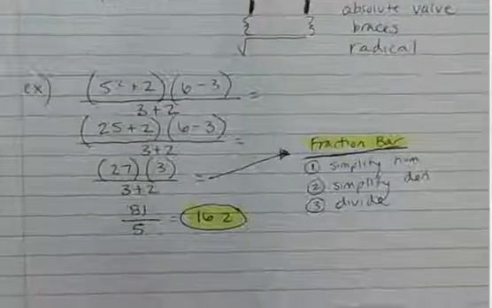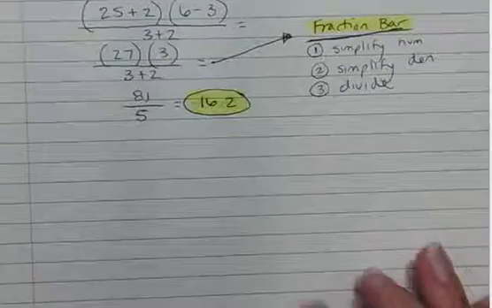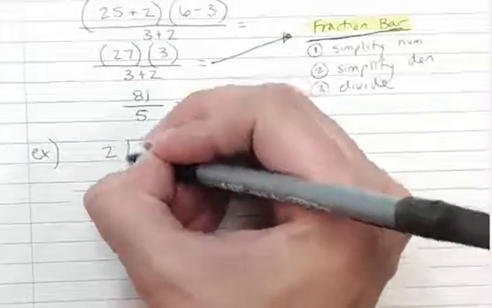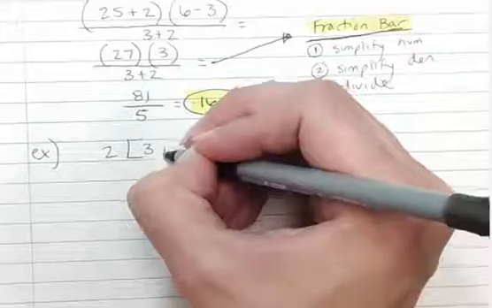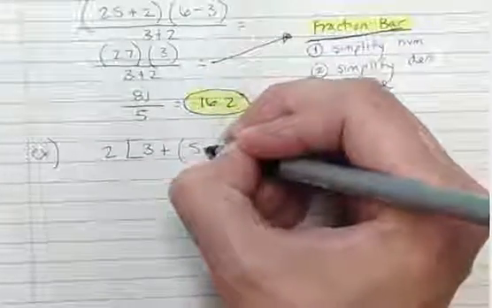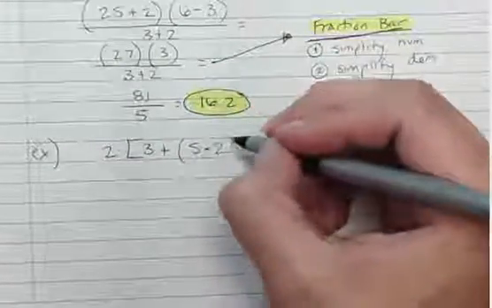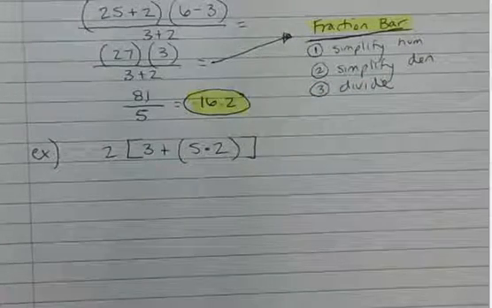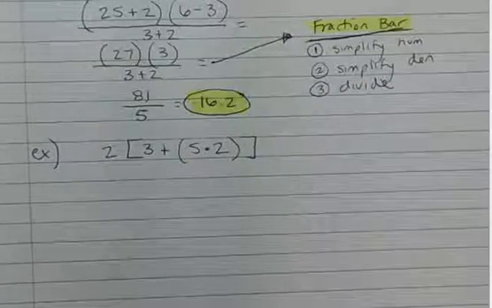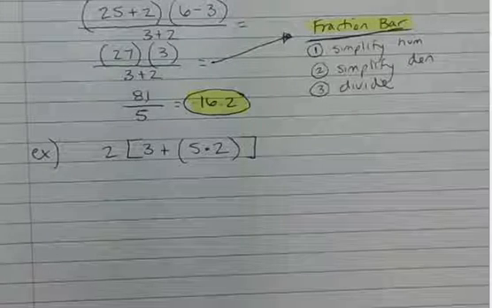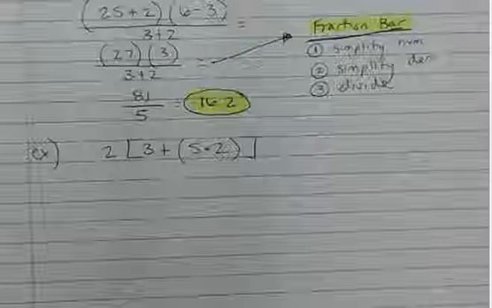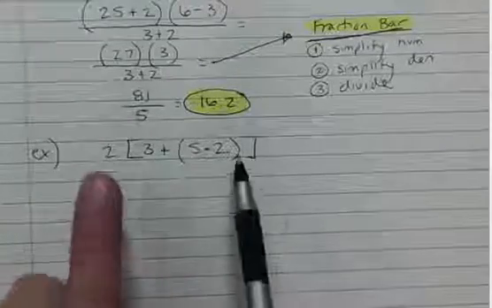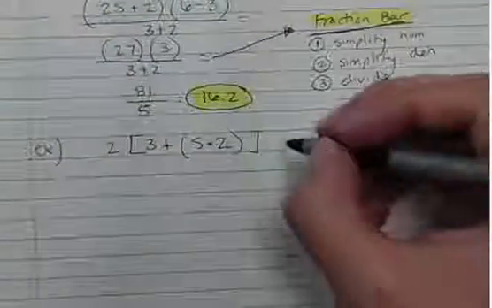Okay, let's try another one that looks like our warm-up. Let's try 2 bracket 3 plus parentheses 5 times 2 and bracket. Okay, so what I notice here is I'm looking for grouping symbols first. How many grouping symbols do I have here? I have 2 grouping symbols. I have the brackets and I have the parentheses.